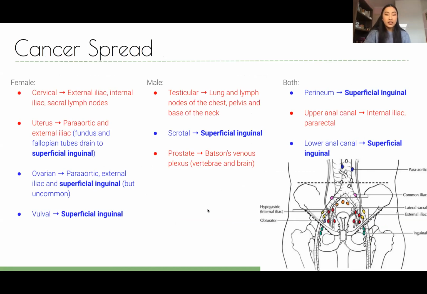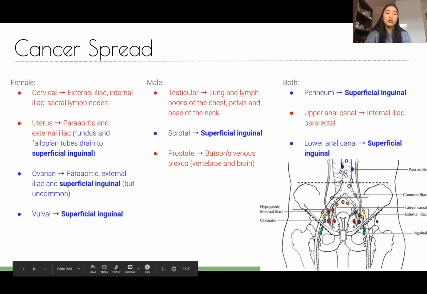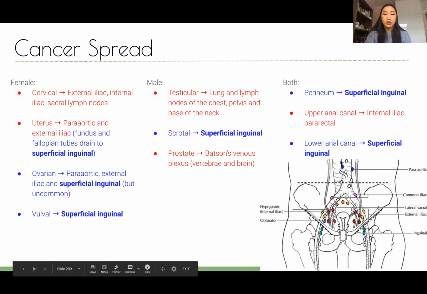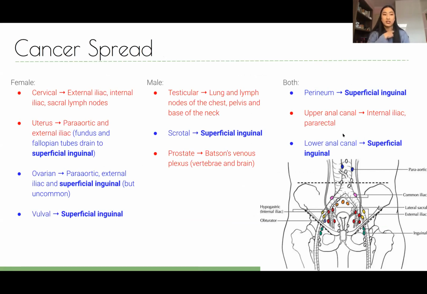Cancer spread. So in anatomy, they love to ask about the lymphatic drainage. They love to ask about where cancers are most likely to spread. I think it's really not that important, aside from knowing which ones will drain superficially to the superficial inguinal nodes that you can palpate on exam versus the ones that drain deep. Because if they go to the deep nodes, you're not going to be able to palpate anything all the way up until it gets to like the sentinel node, at which point it's spread quite far.